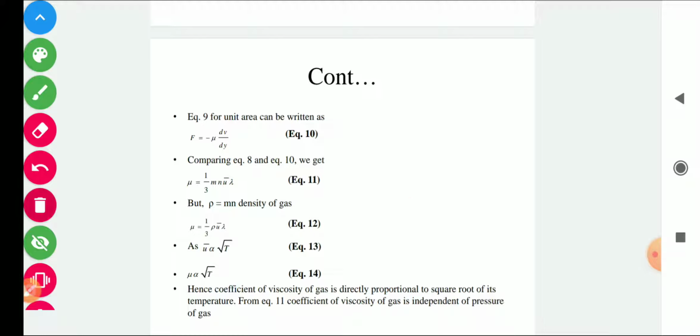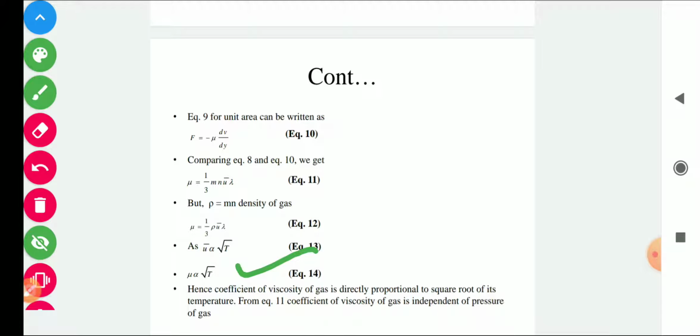So if u bar is directly proportional to the square root of temperature, and mu is directly proportional to average velocity, then finally we can say the viscosity is also directly proportional to the square root of the temperature. Hence the coefficient of viscosity of a gas is directly proportional to the square root of its temperature.